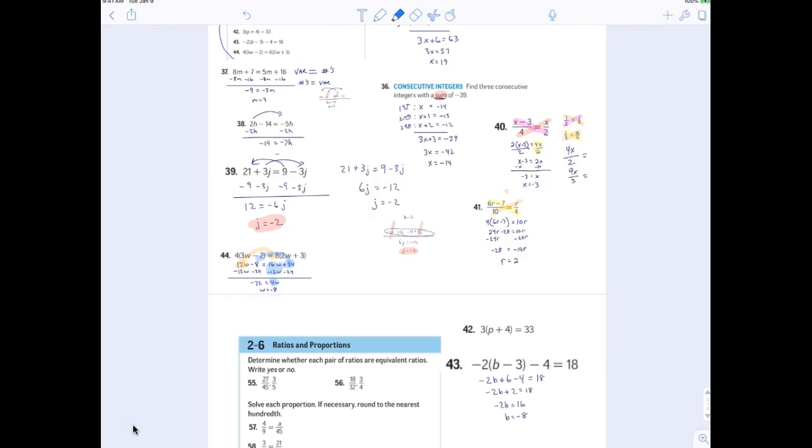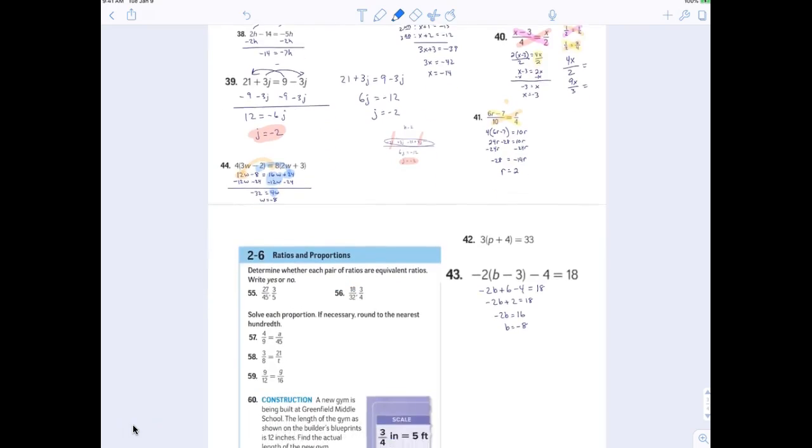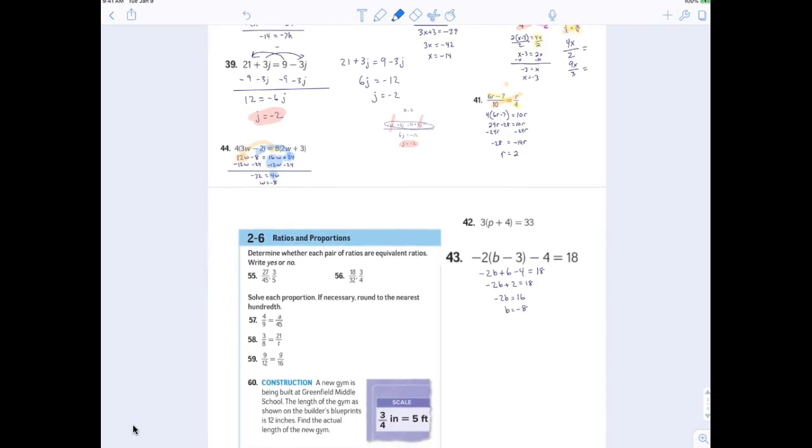I really enjoy doing the iPad stuff, but for students, pencil and paper is a good thing also. All right. I agree with you. So now, section 2-6.